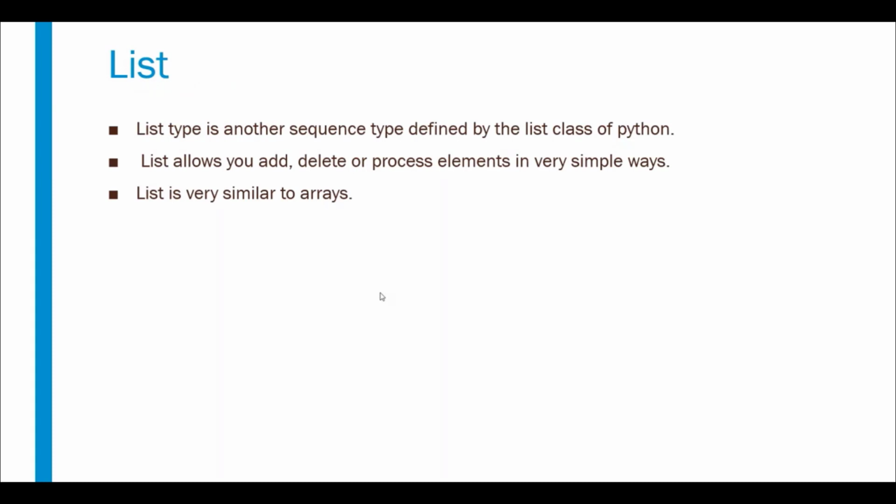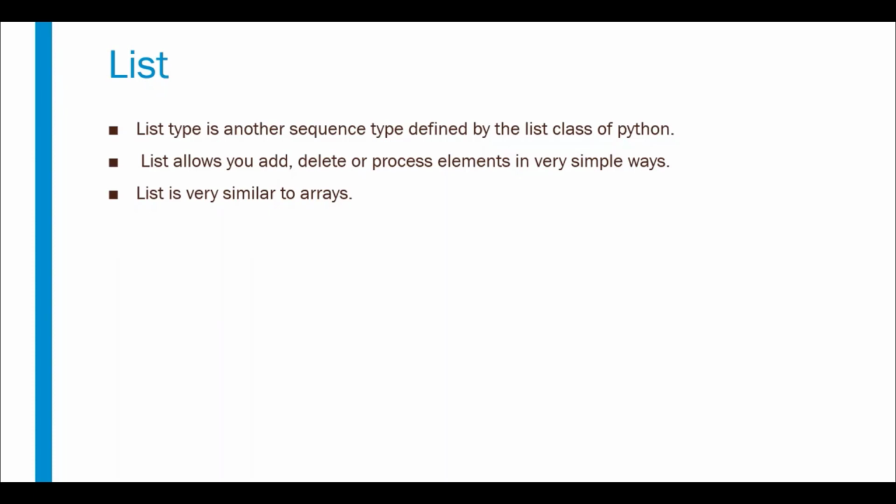List is another type of sequence type defined by the list class of Python. So list basically allows you to add, delete, or process elements in very simple ways. And list is very similar to arrays. So it means we can store multiple values into a variable. Multiple values means those values can be either the same data type or different data types. So this is a kind of data structure we have in Python.